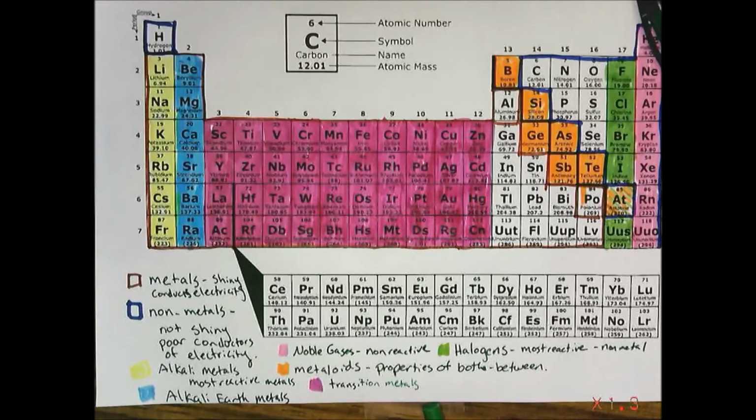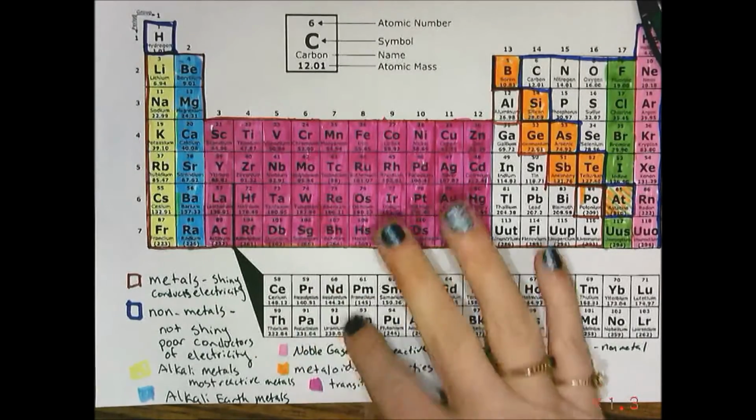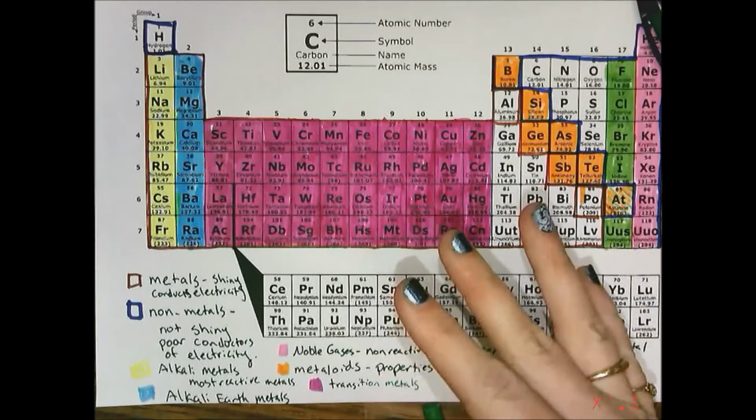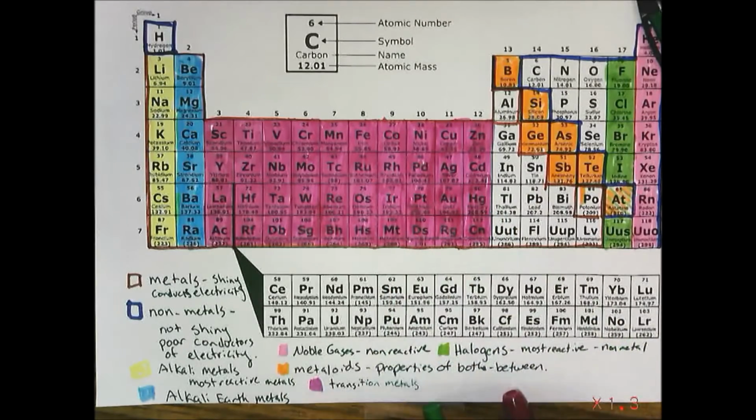Now we're going to move on to the inner transitional metals, or the rare earth metals. They fall in these 2 categories. They are sometimes broken out separately. For our purposes, we're going to throw them all in one group and call them just inner transitional metals and rare earth metals. So we're going to color everything in these bottom 2 rows in a color of your choosing. I'm going to choose, let's do dark blue.